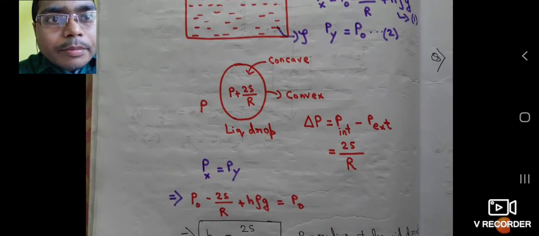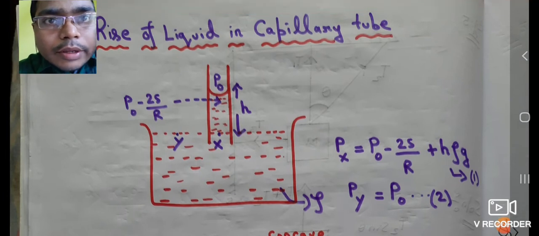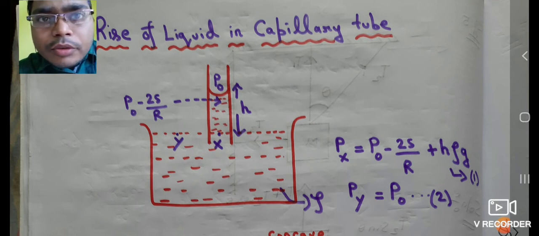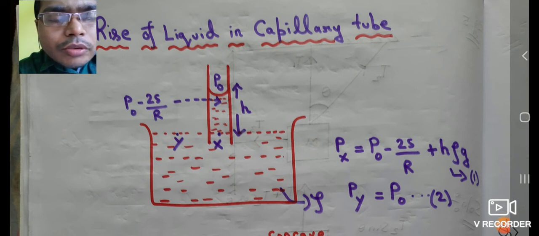A very important application based upon angle of contact is the rise of a liquid in a capillary tube. Here you can see a capillary tube, and a liquid is filled in the container. Here what will happen? The liquid will rise to a height h. Here we are going to calculate the expression for h.